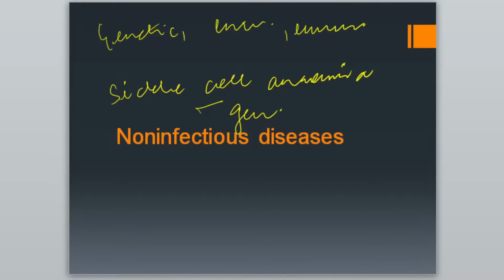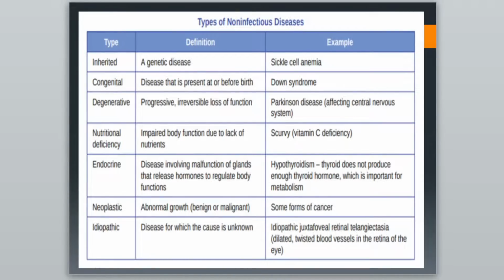Now, various types of non-infectious disease have been mentioned here. So the inherited, see the types of the non-infectious disease. Just remember this. Inherited disease, you can take a screenshot also. Inherited means you have inherited from the previous generation of yours. Inherited, it is a genetic disorder. Example is sickle cell.